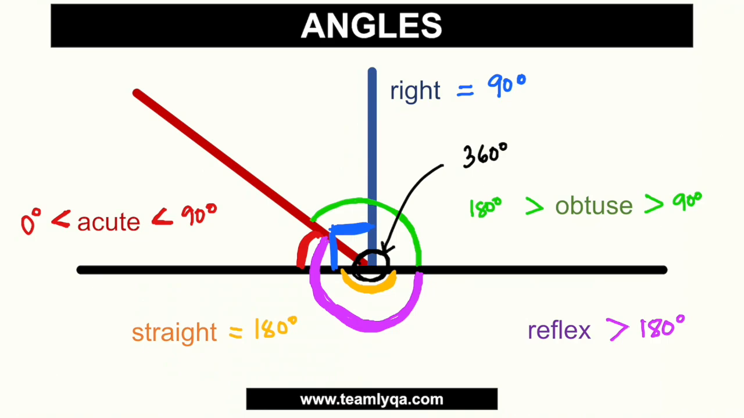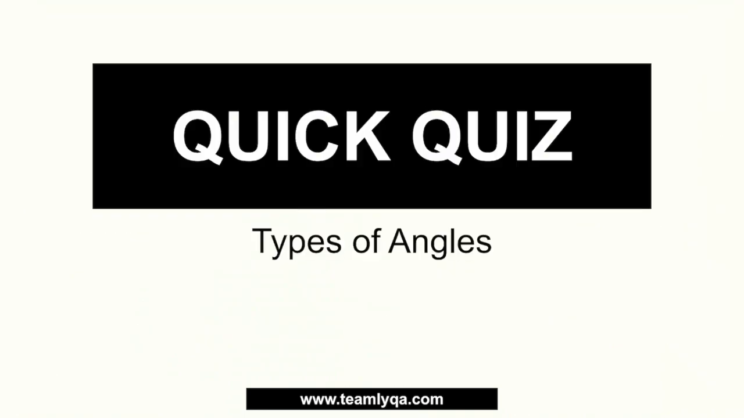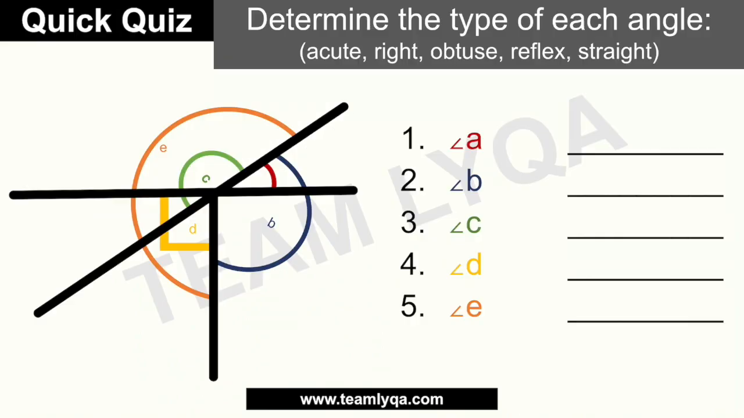Okay? And now, ang best way for us to see if nakuha nyo yung idea ng kung ano pinagkaiba ng acute, right, obtuse, at saka straight, at saka reflex, is to have your quick quiz. So, here's what we're going to do. I have a diagram right here. I want you to find each angle na nandoon, na naka-illustrate, and I want you to determine kung siya ba ay acute, straight, obtuse, or reflex angle. Okay? And if you're ready with your pen and paper, your timer starts now.